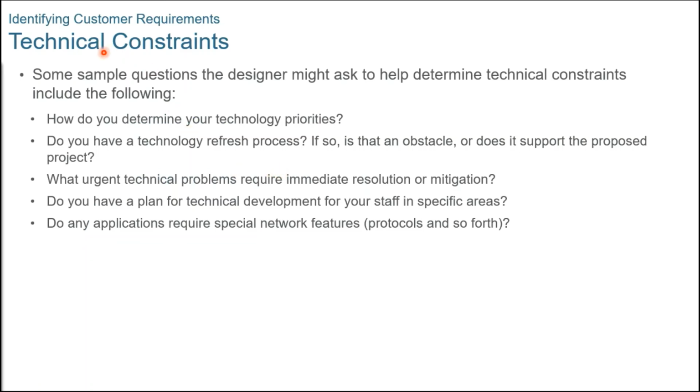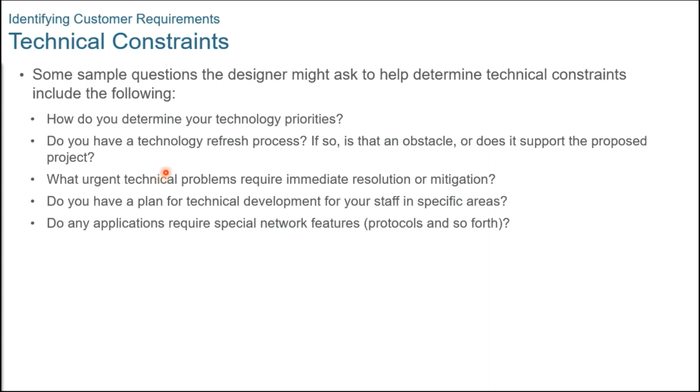Technical constraints. Network designers might face various technical constraints during the design process. Some sample questions the designer might ask to help determine technical constraints include the following. First, how do you determine your technology priorities? Do you have a technology refresh process? If so, is that an obstacle or does it support the proposed project? What urgent technical problems require immediate resolution or mitigation? Do you have a plan for technical development for your staff in specific areas? Or do any applications require specific network features like routing protocols, ACLs, and other security?